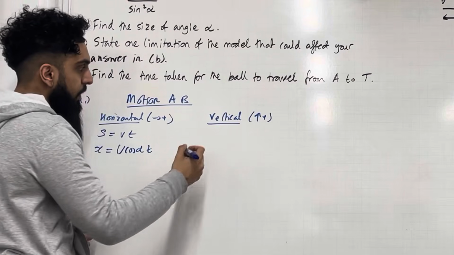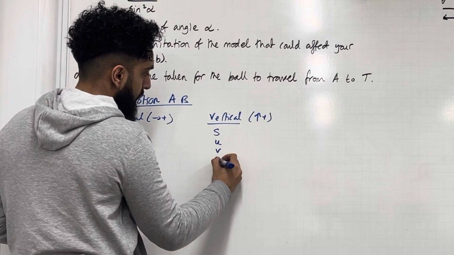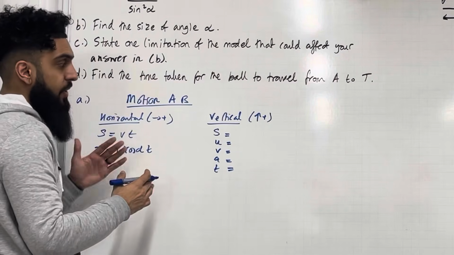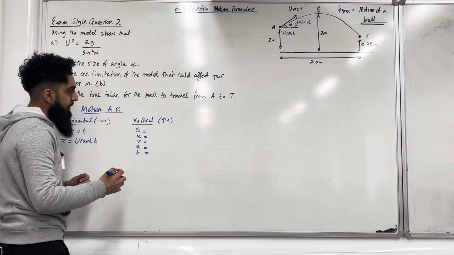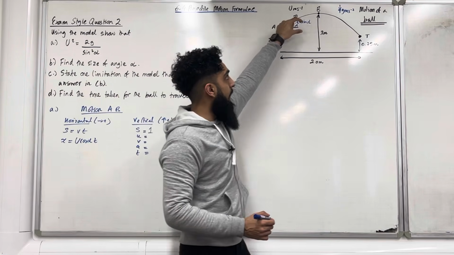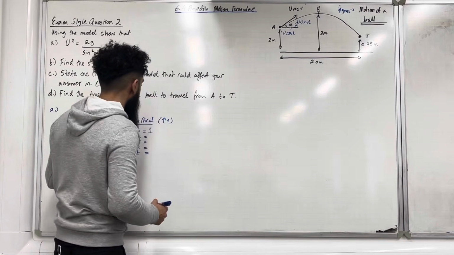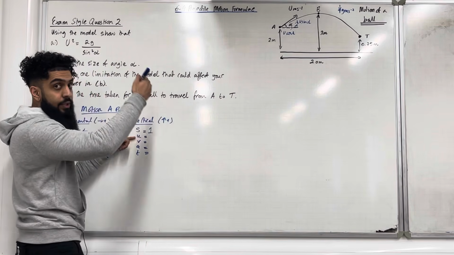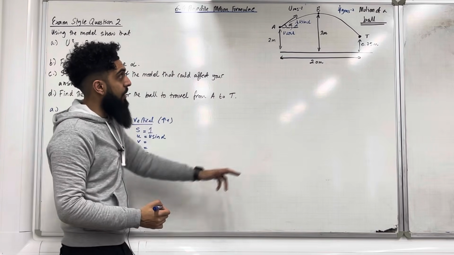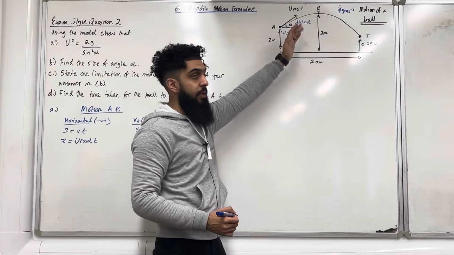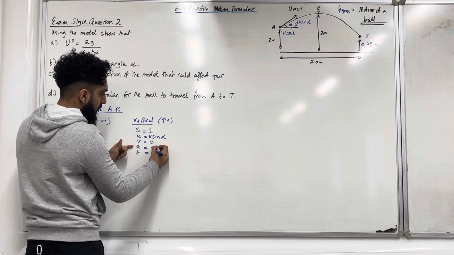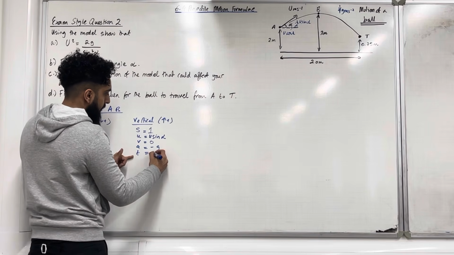For the vertical, we have SUVAT. So we're looking at the motion from A to B. Vertical displacement would just be 1. The gap between 3 and 2 is 1. So that part there is just 1. Okay. The vertical initial velocity is u sine alpha. The final velocity at the point B, which is the maximum point, will be 0. The acceleration will be minus g, and the time taken will be t.